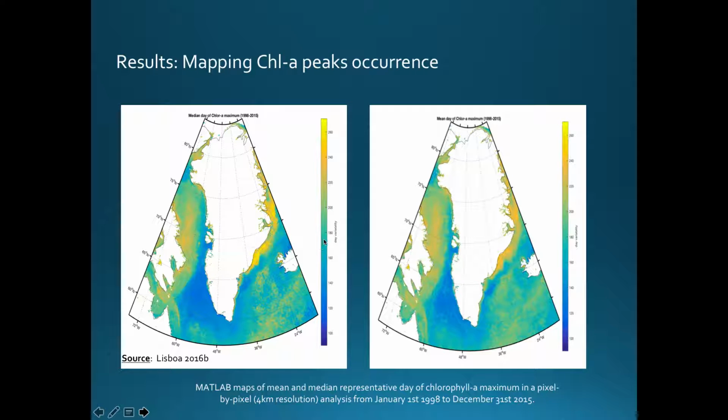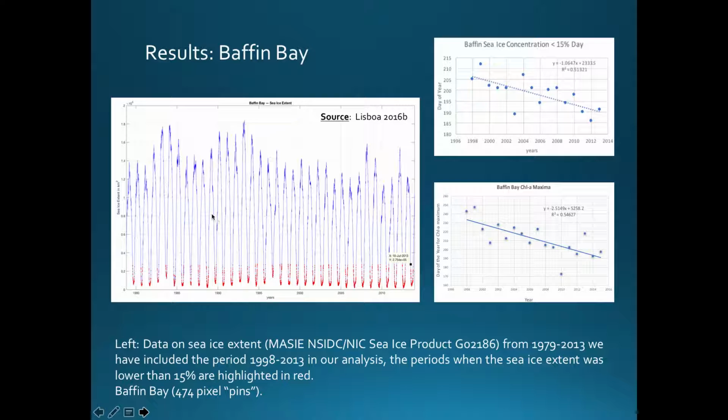So when you see here 175 is June 21st, and here we can have a phytoplankton bloom, so the peak of the chlorophyll is higher later in the year and sooner in these regions. And we know, as you will see, that this is related with sea ice.